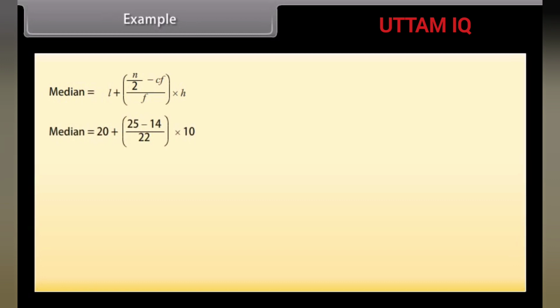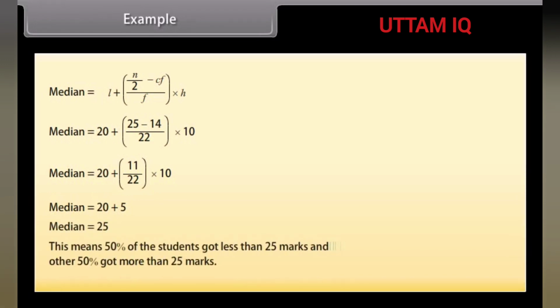Median equals 20 plus (25 minus 14) by 22 into 10. 20 plus 11 by 22 into 10. Median is equal to 20 plus 5, which equals 25. This means 50% of the students got less than 25 marks and the other 50% got more than 25 marks.